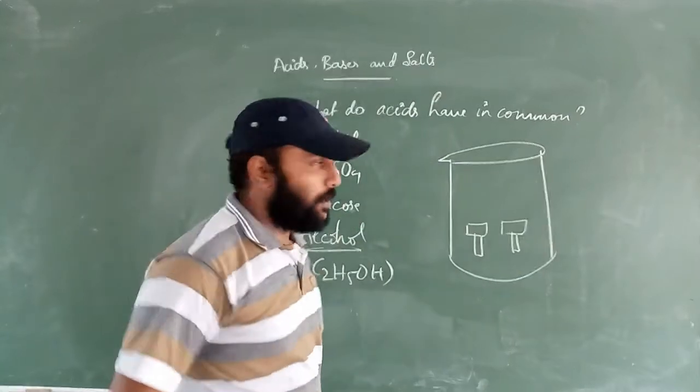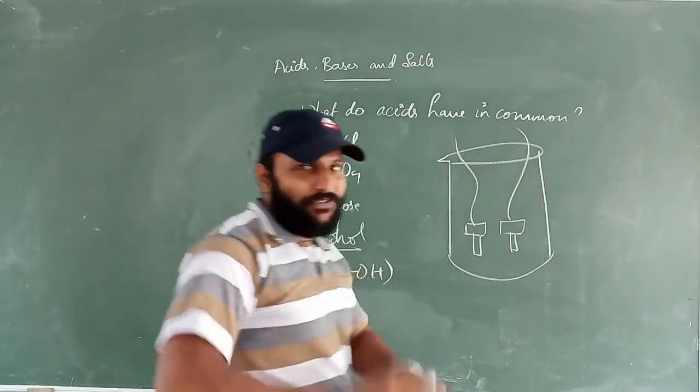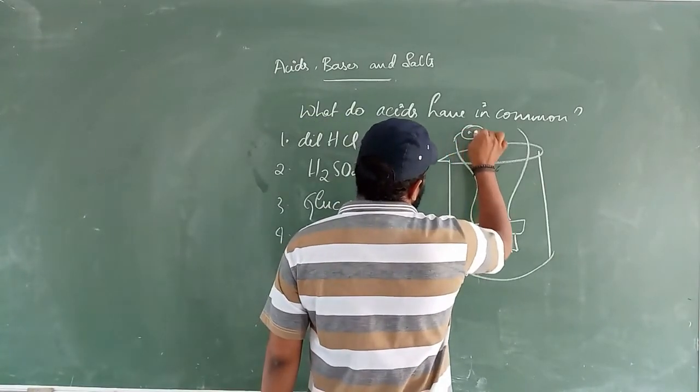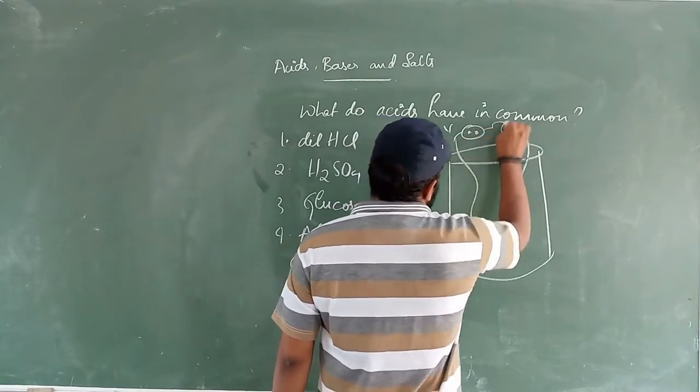Two graphite rods. To those graphite rods, I will connect two connecting wires of different colors. These two connecting wires are connected to an AC supply, a 230 volt AC supply, and it is connected to a bulb.